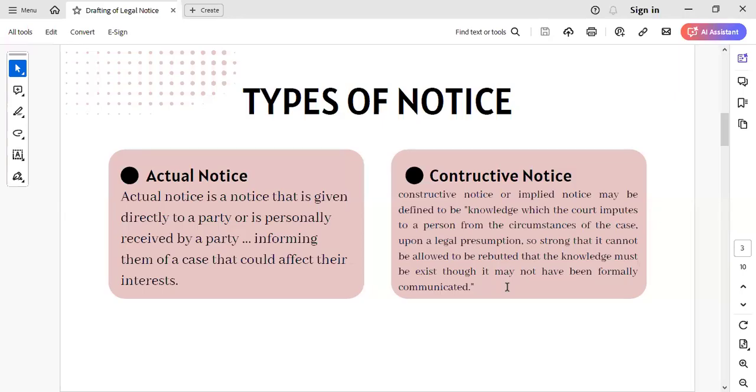Now, how many of you have got notices, or have seen notices coming to your relatives or friends? Sir, one defamation notice we received from my mother-in-law. It is sent by the court, and it is also sent by a lawyer, an advocate. That is the actual notice. When it is directly sent to a person, person to person, it is the actual notice.